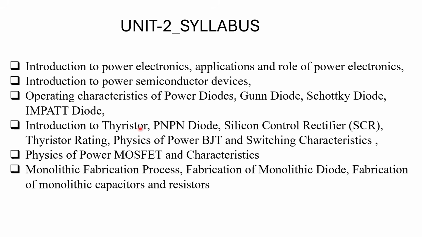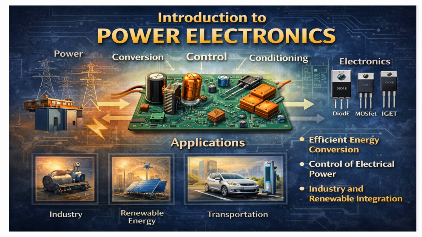So here is the syllabus for your unit second, introduction to power electronics. We will look into the introduction to semiconductor power devices, and some special types of semiconductor devices which are used for power electronics, like diodes, and then we'll look into the thyristors, PNPN type of structures, and then some switching characteristics of the BJT and MOSFETs, and finally the fabrication steps. Okay, so let's go into the details now.